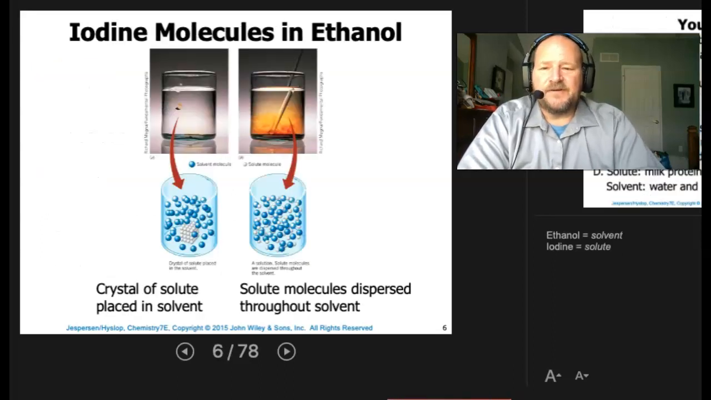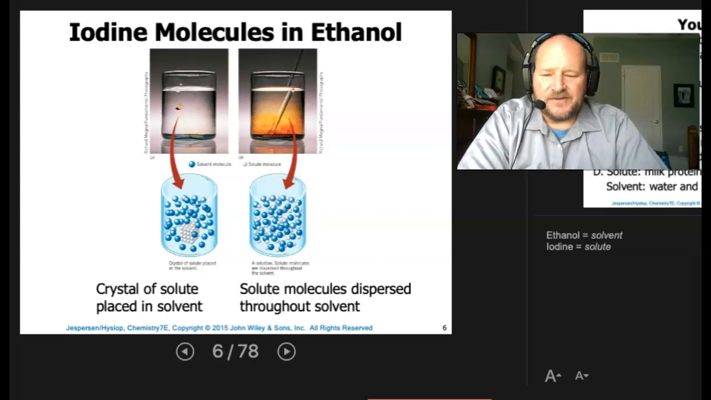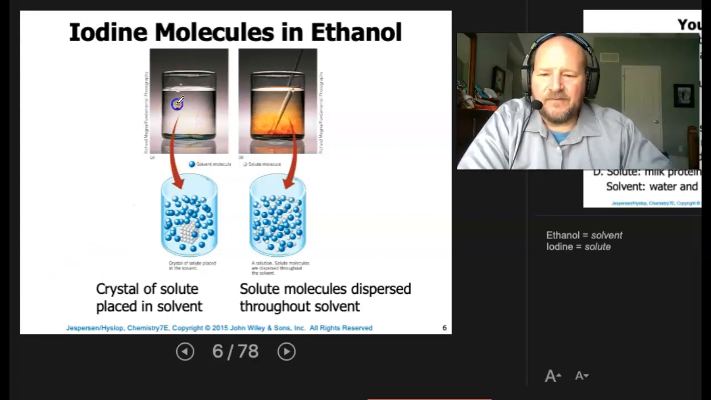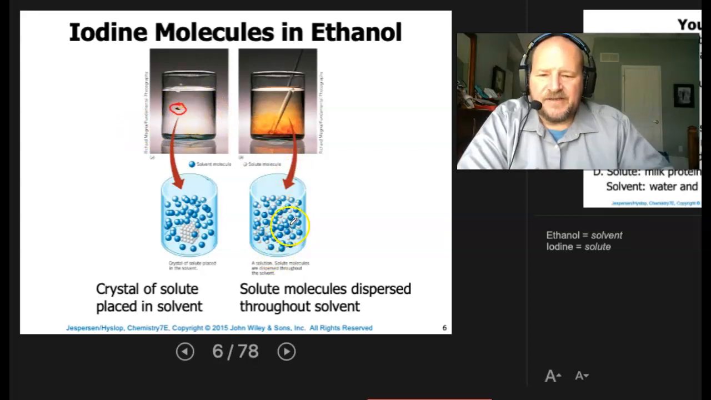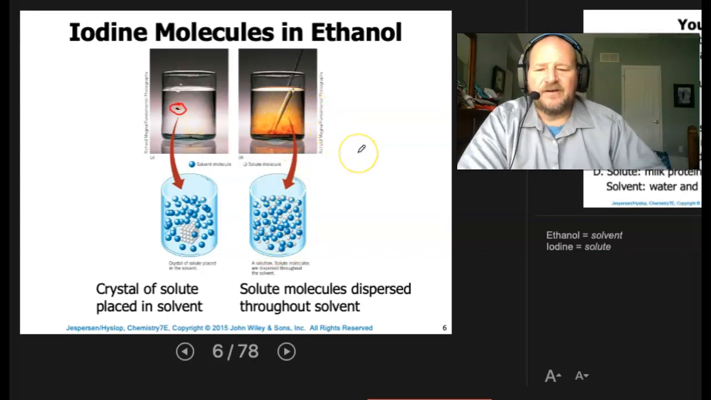All right, so iodine molecules and ethanol. So again, we don't have to use water as our solvent. We could use something like ethanol. So here you can see a crystal of the solute is placed in the solvent. So right there is our iodine crystal. We have the clear alcohol solution. And then as that solid breaks apart, what we see is the intermingling of those different components. And so the iodine starts to diffuse across all of the alcohol.